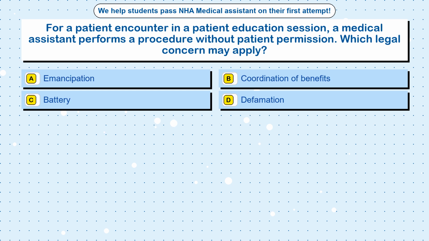Question 45. For a patient encounter in a patient education session, a medical assistant performs a procedure without patient permission. Which legal concern may apply? Option A, emancipation. Option B, coordination of benefits. Option C, battery. Option D, defamation.